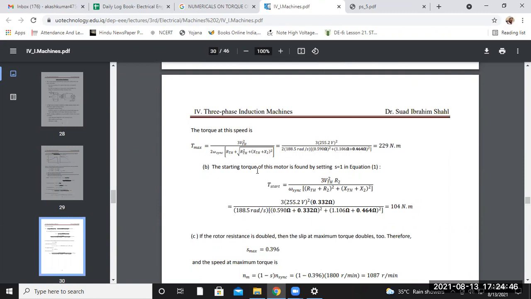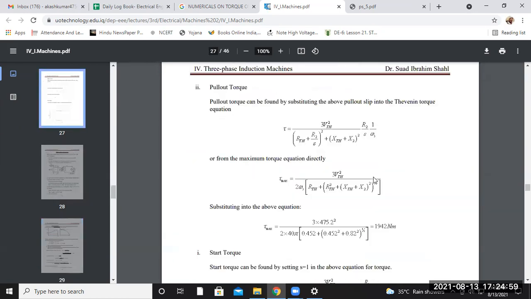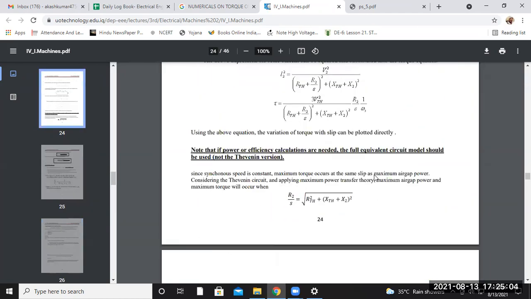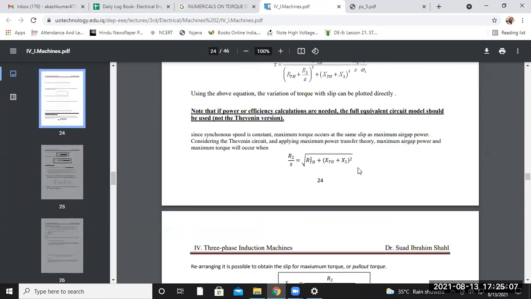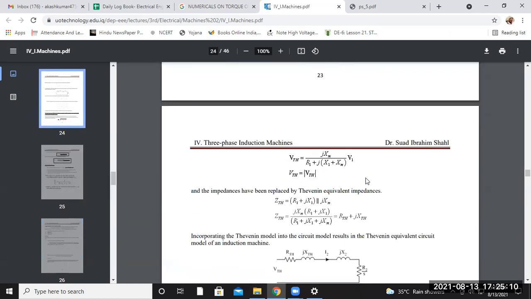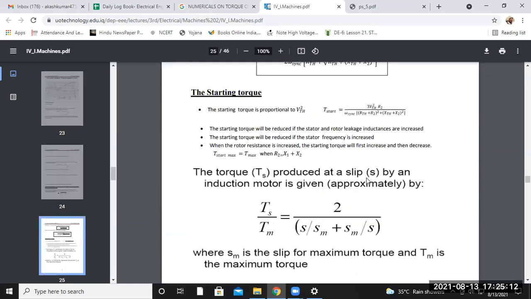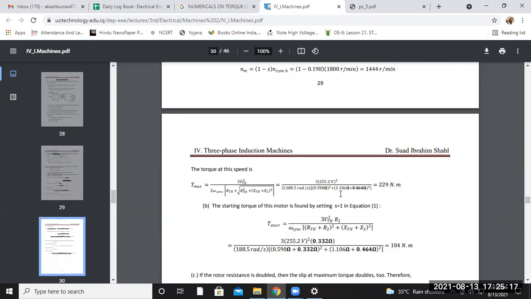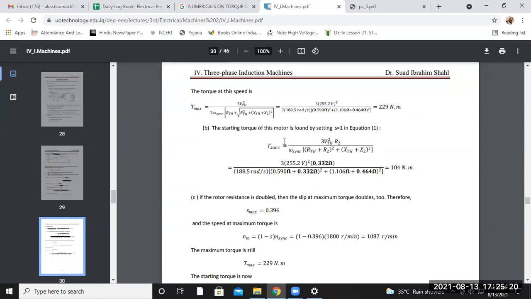Now, if you want to find the starting torque of the motor, you just have to put the value of slip as 1 in equation 1. So this is equation 1, you can see that. This was the torque equation. When you put the value of s equal to 1, you will get this equation for the starting torque.